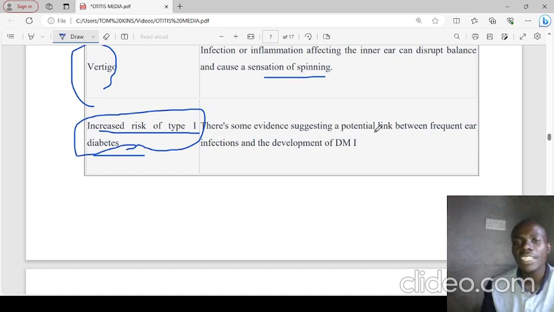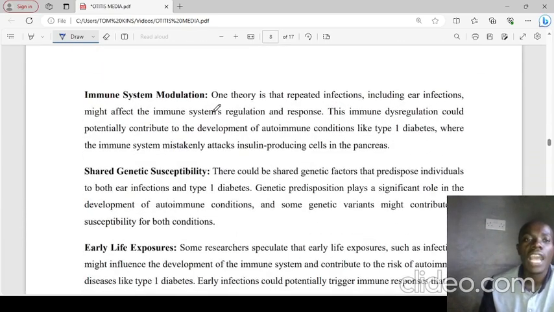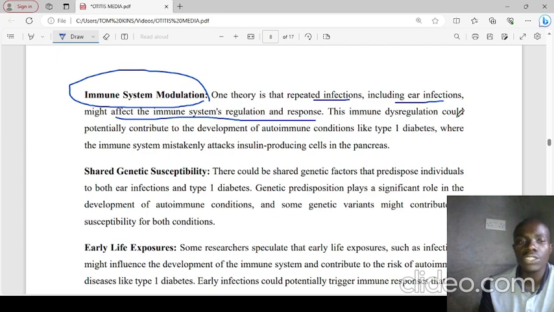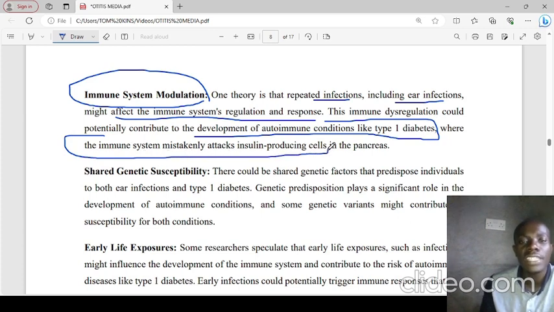Well, there's some evidence suggesting a potential link between frequent ear infections and development of type 1 diabetes. One of the major reasons is immune system modulation. This theory says that repeated infections, including ear infections, might affect the immune system regulation and response. This immune dysregulation could potentially contribute to the development of autoimmune diseases such as type 1 diabetes, where the immune system mistakenly attacks the insulin producing cells, the beta cells, okay, in the pancreas.